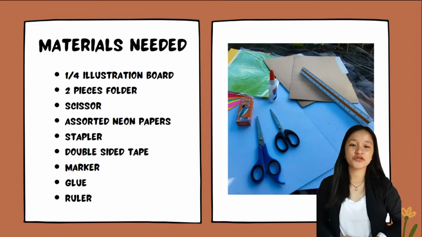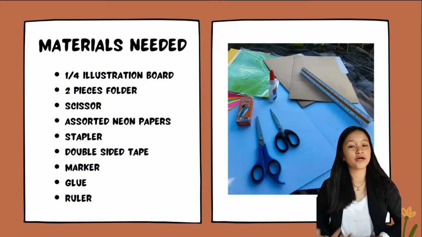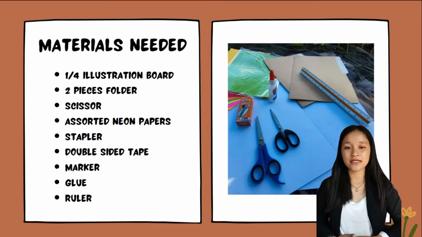To make this instructional material possible, I have here the materials needed in constructing a Box Pull-Out Organizer. First, you need a 1/4 illustration board. Next, you must have 2 pieces of folder, a scissor, assorted neon paper, stapler, double-sided tape, marker, glue, and roller. So these are the materials needed in creating a Box Pull-Out Organizer.